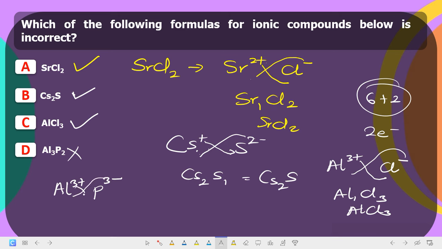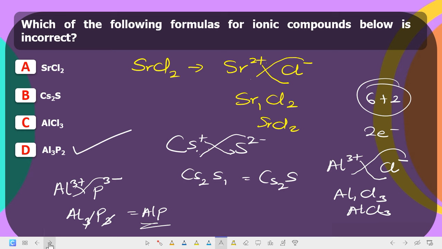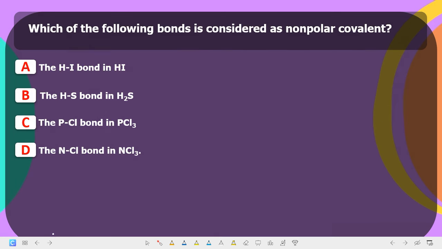So when they exchange valency, this one becomes Al3P3. Where this one will cancel this, and this becomes AlP normally, or just Al3P3, anyhow you want to put it. So this one is wrong the way it is, and hence the one that is wrong becomes the correct answer. So this becomes the correct answer. Okay, now let's look at the next.